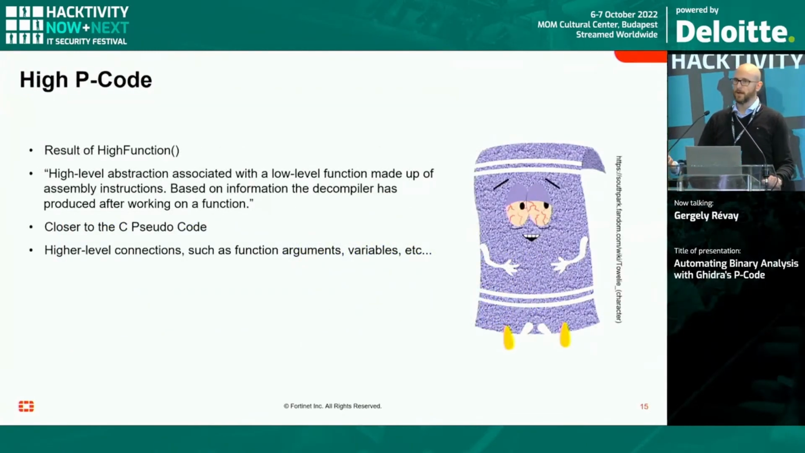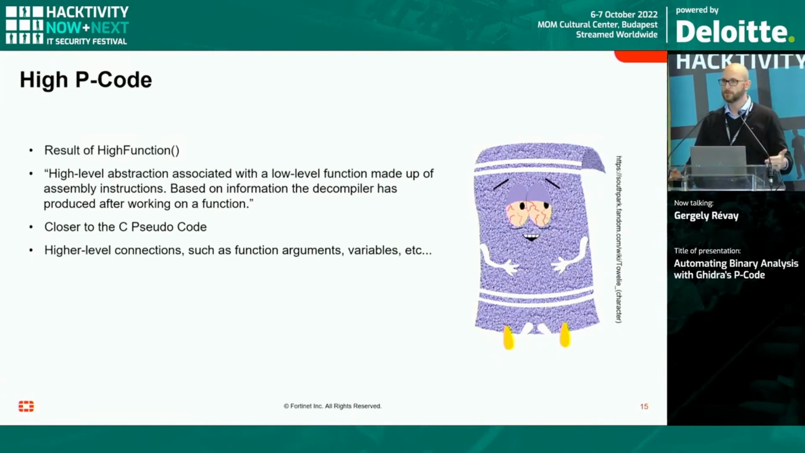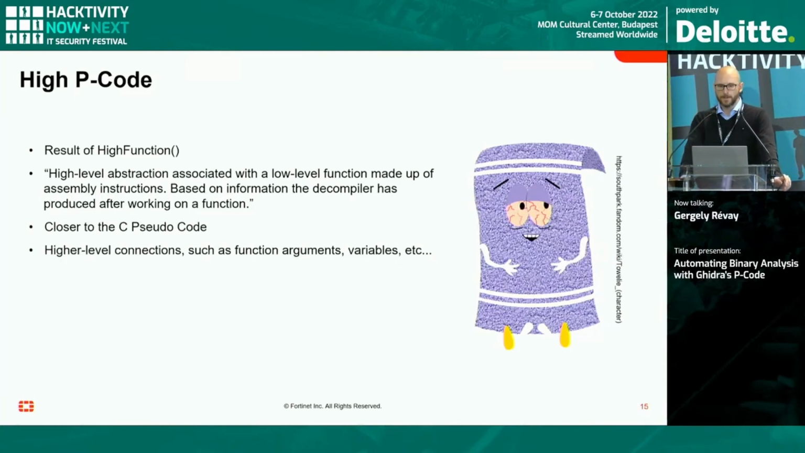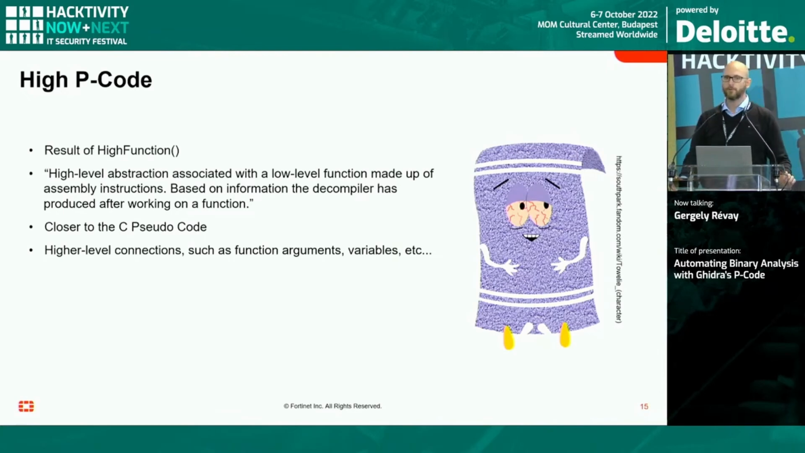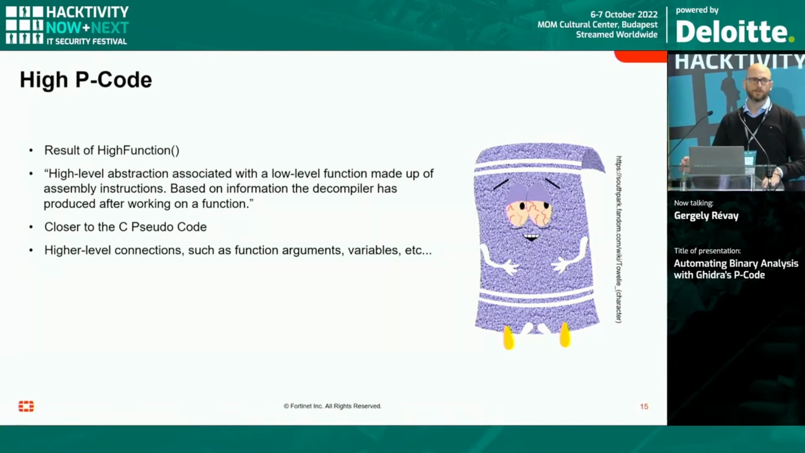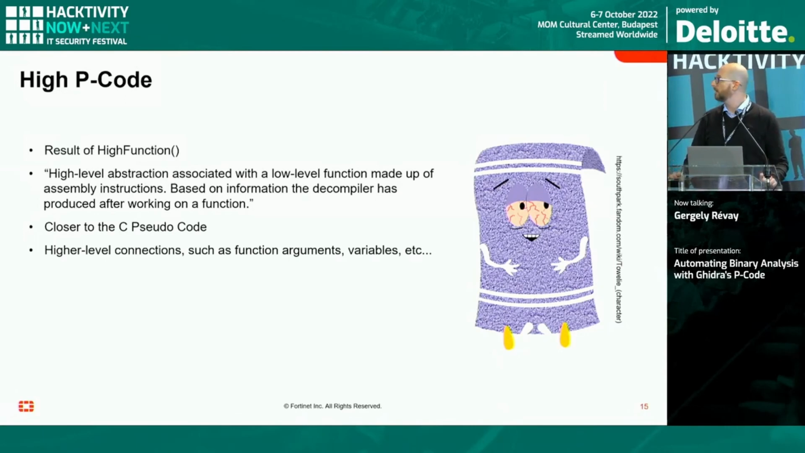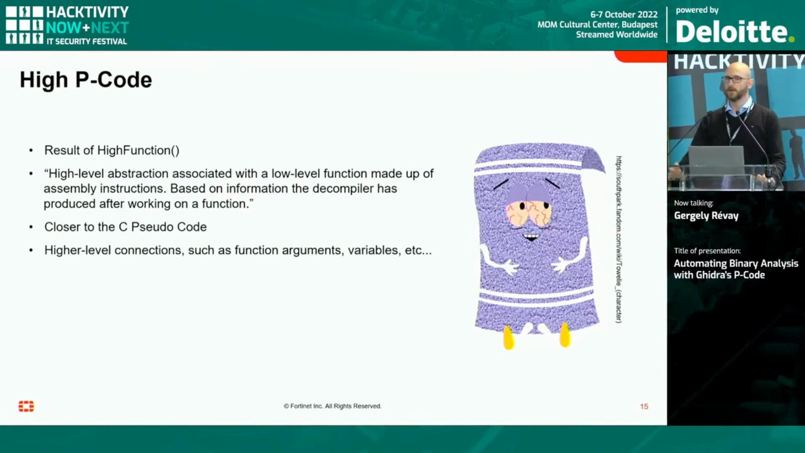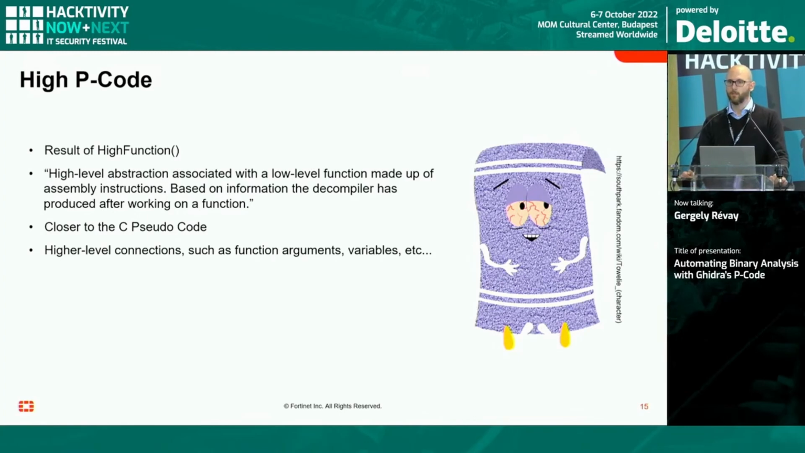But then high P-code takes us a step further to the decompiled source code. It's basically the last step before getting the pseudocode. This is, as I said, the output of the decompiler. So whenever you want to get the high P-code of a particular function, we have to call the high function method with that particular function, which is going to run the decompiler on that function, and then in the high function object that we receive, we will have the high P-code available.